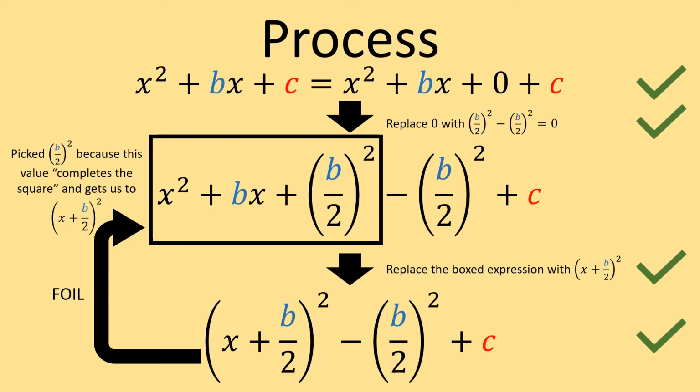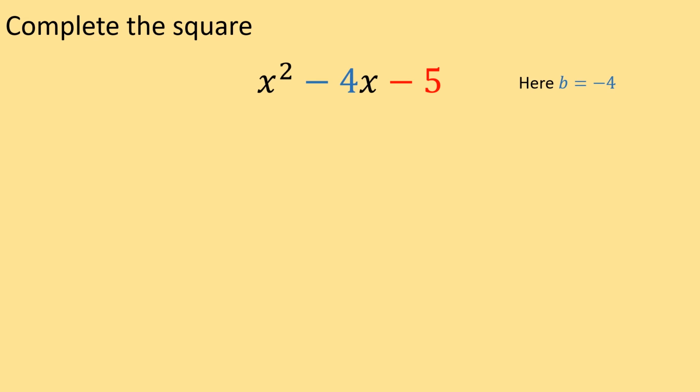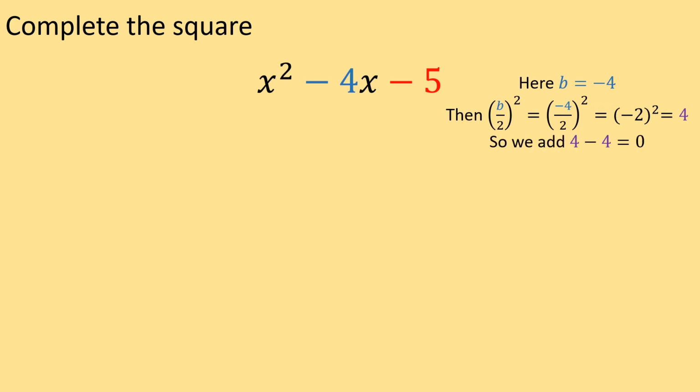In this case, let's work with a b value that's negative instead of a positive b. In other words, let's consider the expression x squared minus 4x minus 5. Here, b is negative 4, and so b over 2 squared is going to be negative 4 over 2 squared, which is negative 2 squared, which is positive 4. And so we're going to add and subtract positive 4. This gives us x squared minus 4x plus 4 minus 4 minus 5.